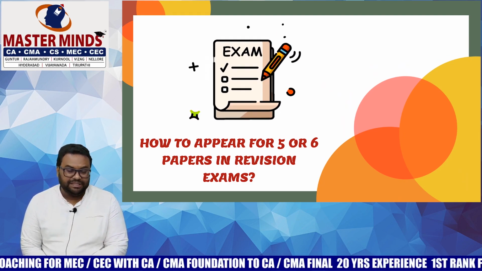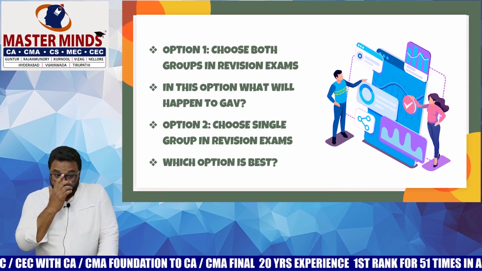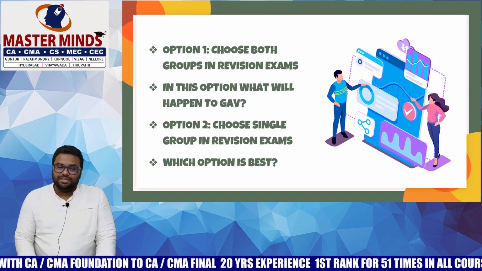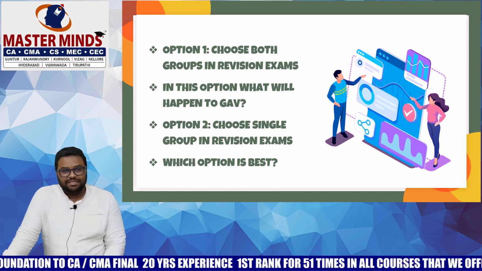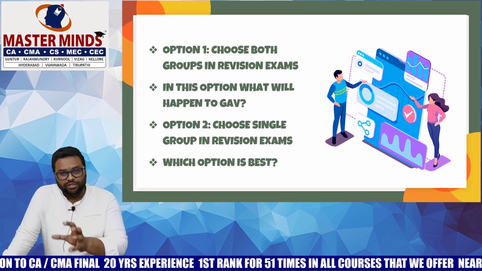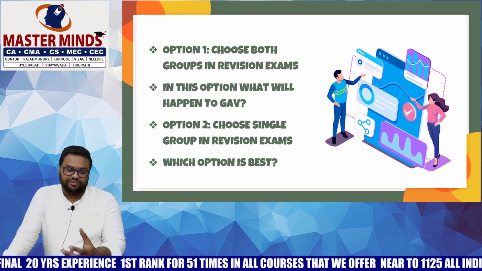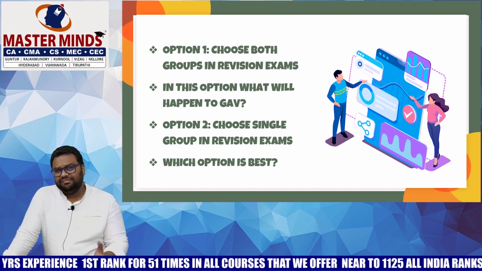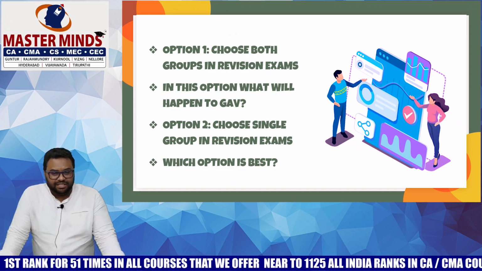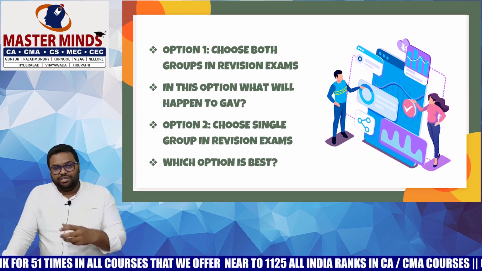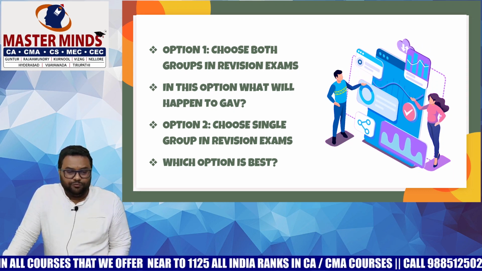Let's say a student wants to write five or six papers in the revision exams conducted by Masterminds. Can he avail that? Certainly, he can. There are two options for him. Option 1: choose both groups in the revision exam. Then they focus only on the papers in which they want to get exemption, seriously writing those revision exams, and for the rest of the papers they just give an attempt. The only difficulty is that their grand average will be impacted. Apart from that, they can focus on the papers they want to.